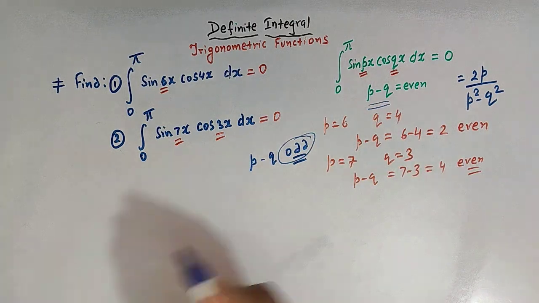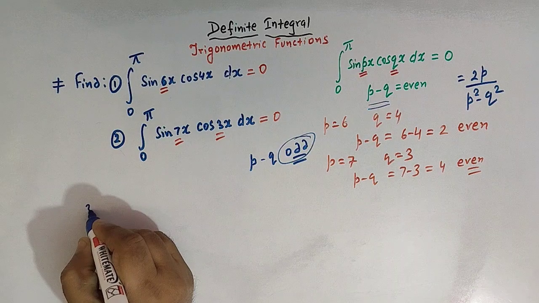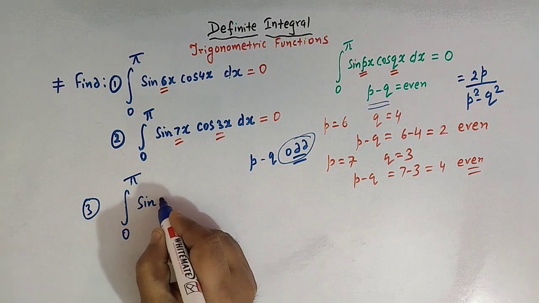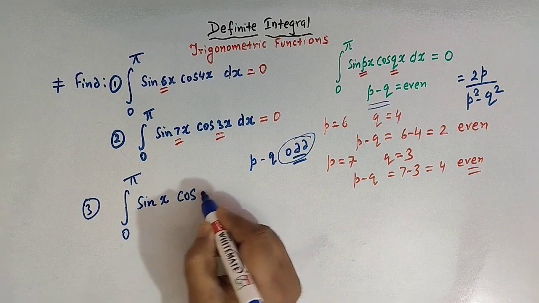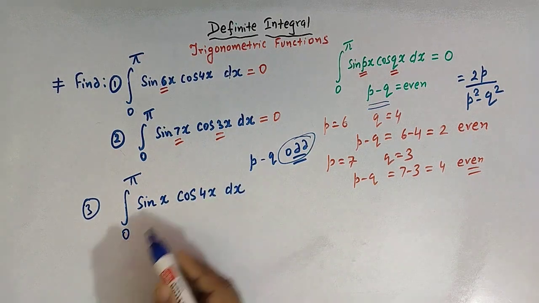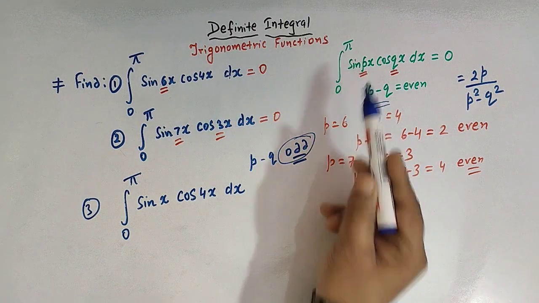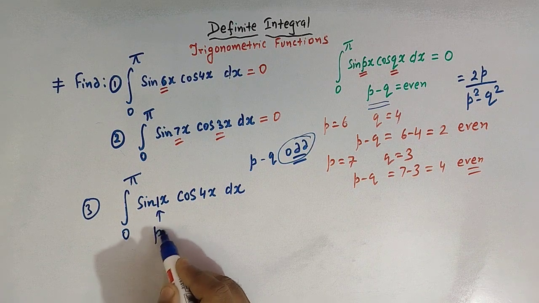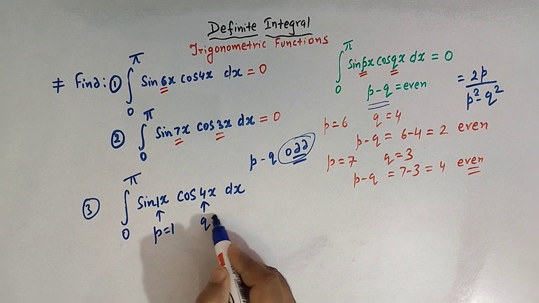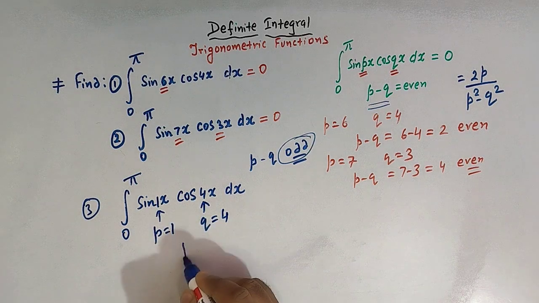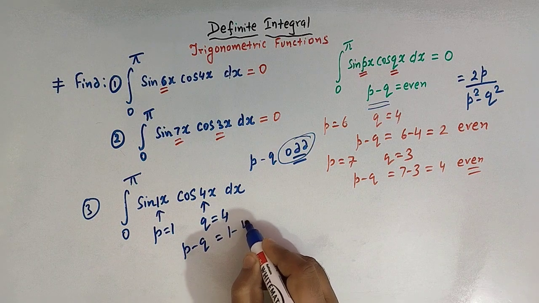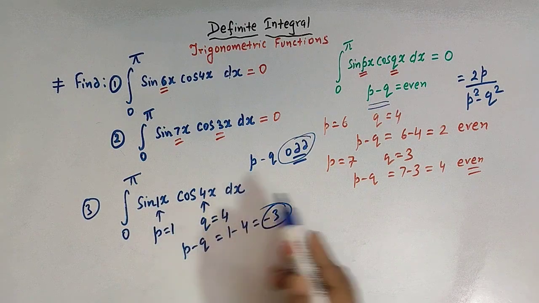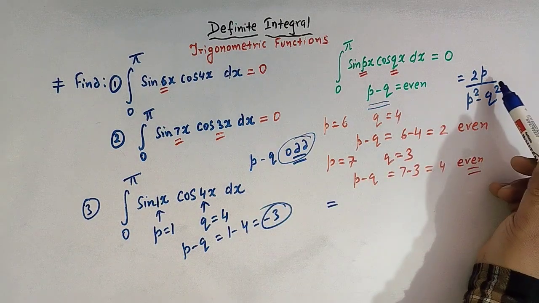Let us consider an example. Suppose we have to find the value of this integral, 0 to pi, sine of x and cosine of 4x. If we compare this integral with this one, we can take 1x, so the value of p is 1 and the value of q is 4, and the difference between p and q, that is 1 minus 4, is minus 3, which is odd.